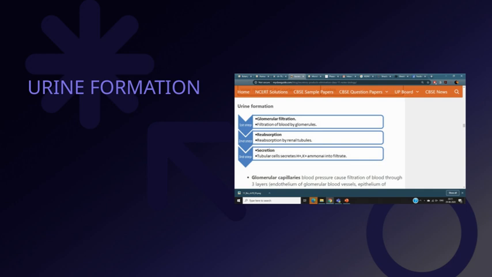Finally, the remaining fluid, now called urine, moves into the collecting ducts, where further concentration can occur. The urine then travels through the ureters to the bladder for storage until it is expelled. Understanding urine formation highlights how the kidneys serve as vital filters, balancing our body's internal environment. It's a remarkable system that connects directly to our overall health and homeostasis.